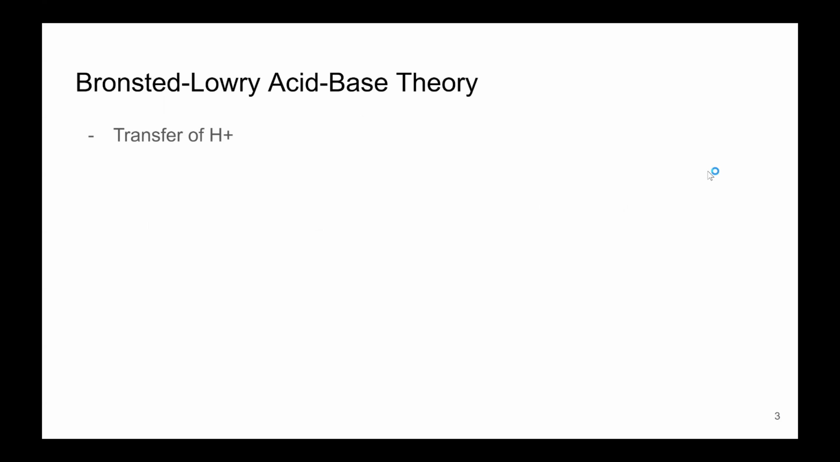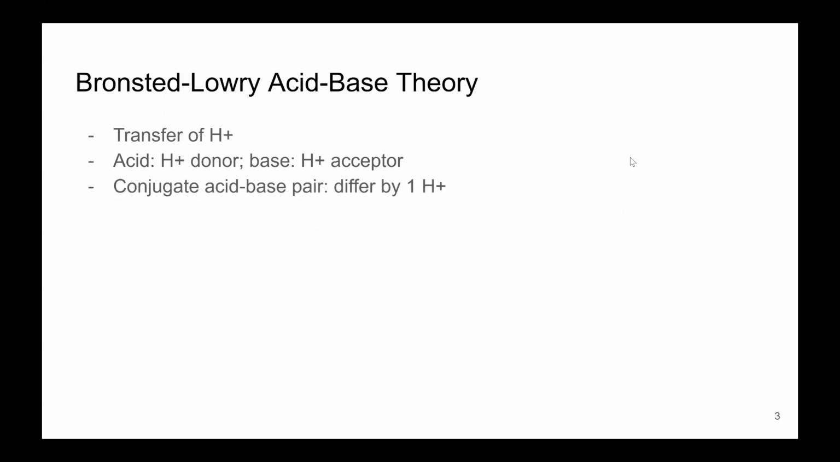The BL theory is based on the transfer of H+ from the acid to the base. So the acid is the H+ donor, while the base is the H+ acceptor. And a term that we are going to use is the conjugate acid-base pair. These are the acid and base that differ by one H+. So what do I mean by that? For example, we can consider the reaction between water and ammonia.